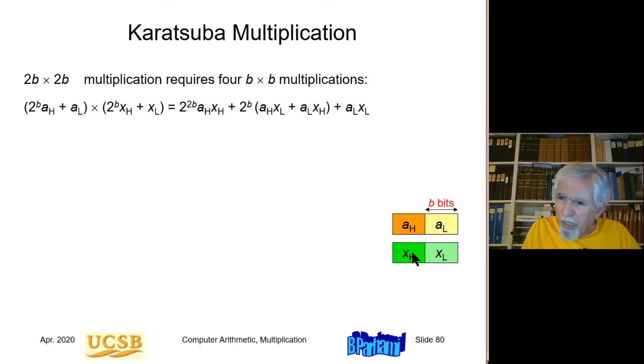These two, low by high and high by low, are multiplied by 2 to the B, shifted to the left by B bits, and high multiplied by high is shifted to the left by 2B bits. So we are essentially evaluating this expression that requires 4 multiplications and a bunch of additions. 1 addition, 2 additions, 3 additions.